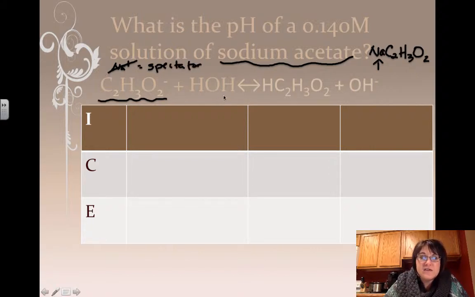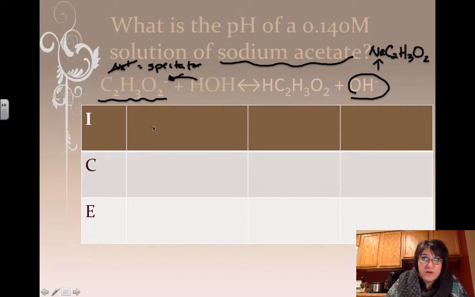But as acetate ions enter the solution, they have the ability to accept a hydrogen from the water. So that hydrogen moves from the water to the acetate, forming acetic acid and leaving hydroxide ions behind.